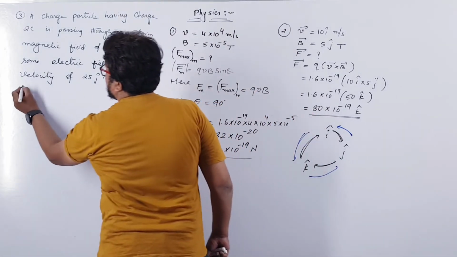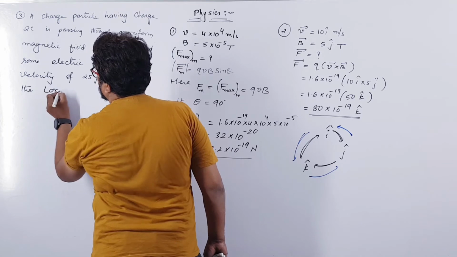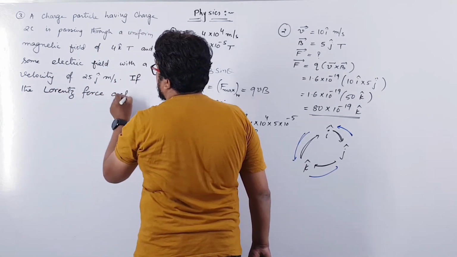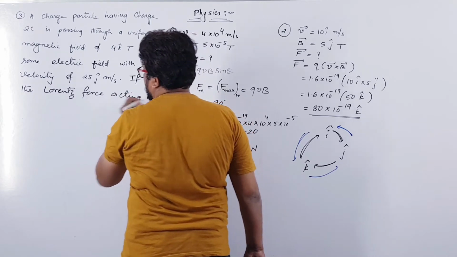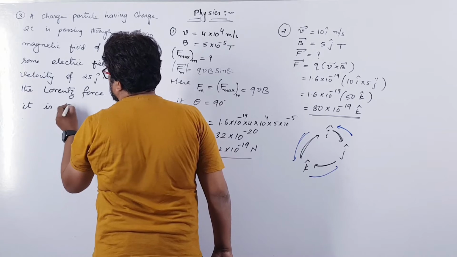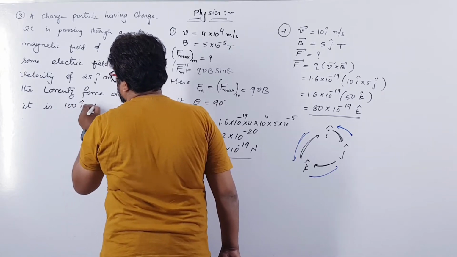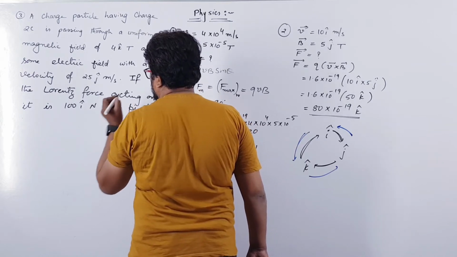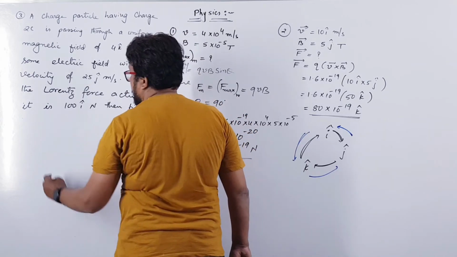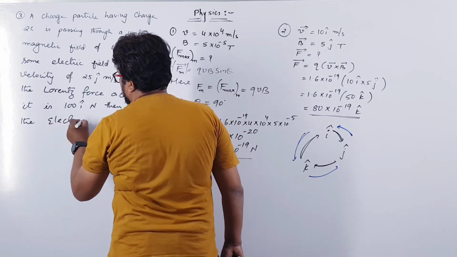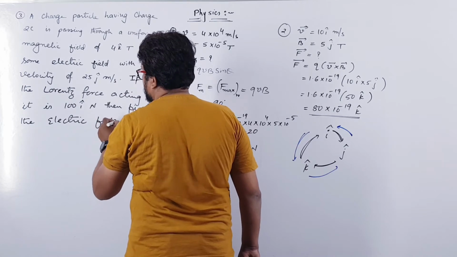If the Lorentz force acting on it is, let us say, 100 I cap Newton, then find the electric field in that region.